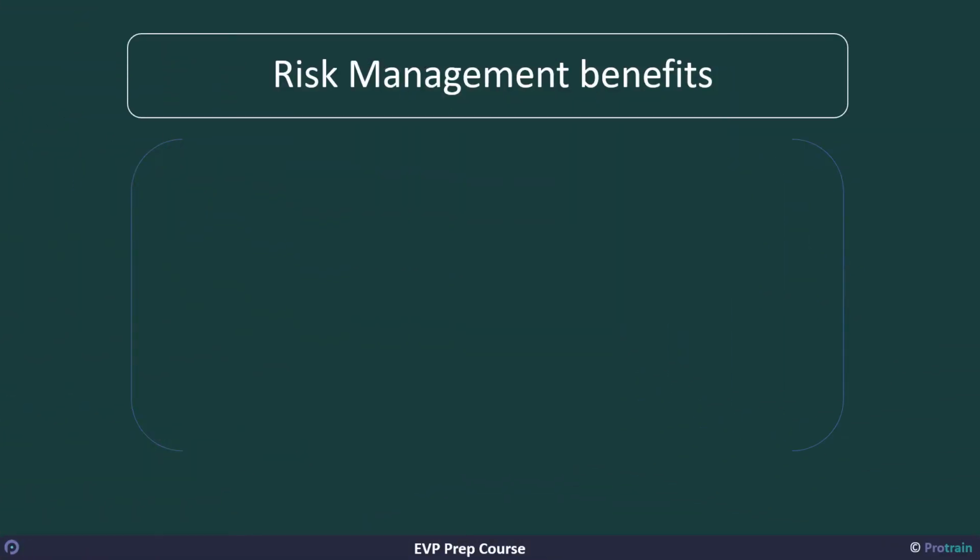Risk management benefits. Good risk management practices bring lots of benefits to the table. All organizations need to deal with risks. There are many examples of failed projects and companies that were unable to deal with risks. One of the greatest risks to projects is the lack of adequate and appropriate planning. An important part of project planning is risk management.